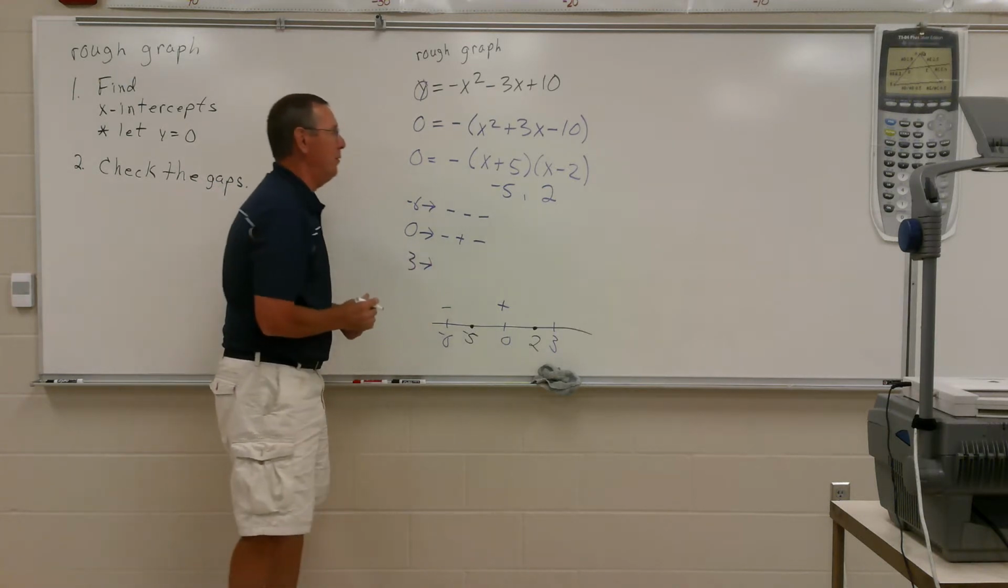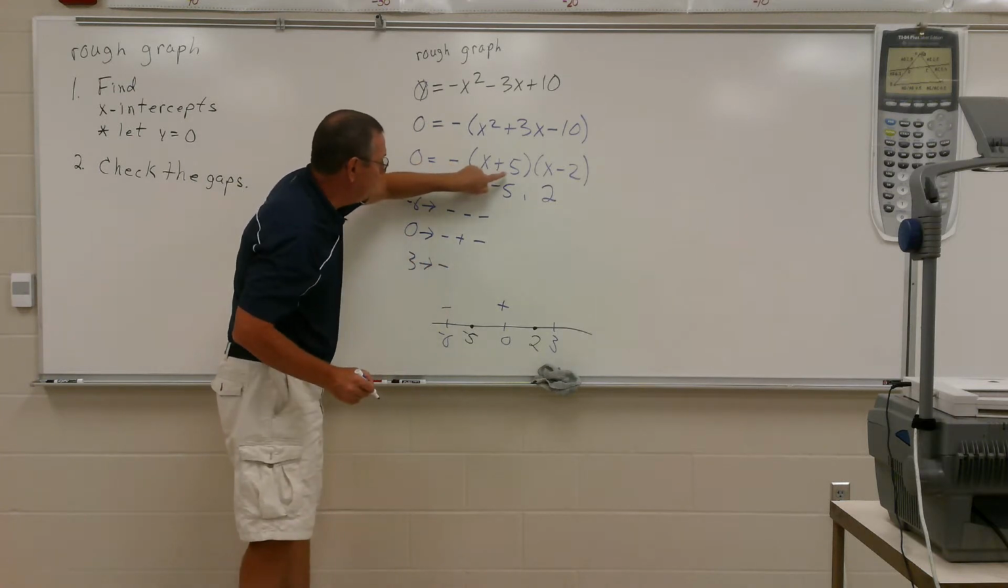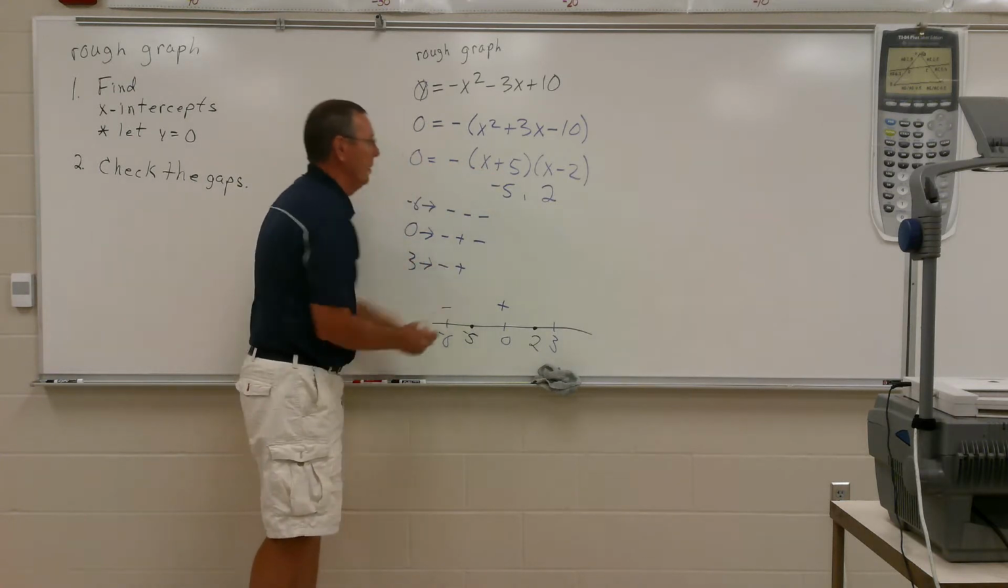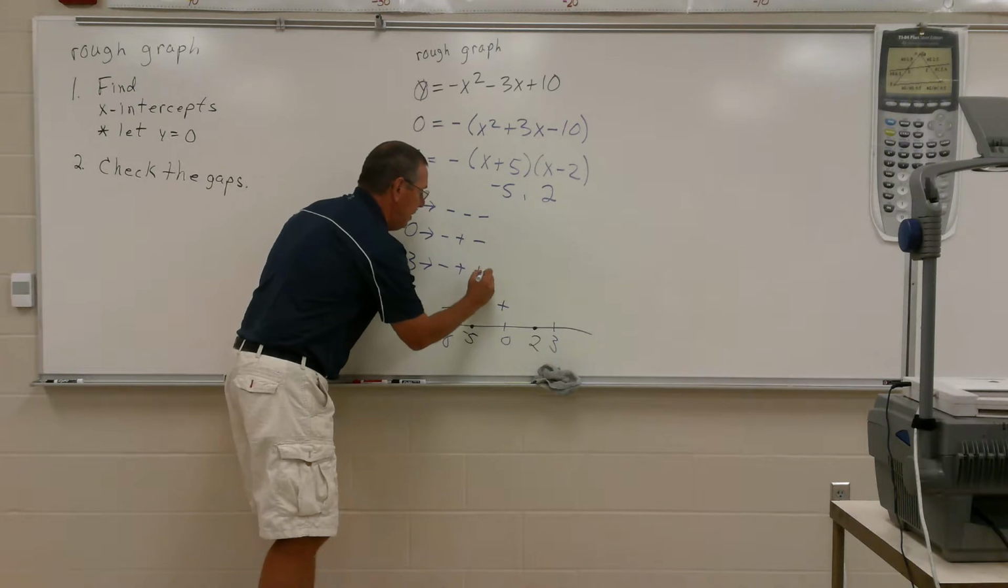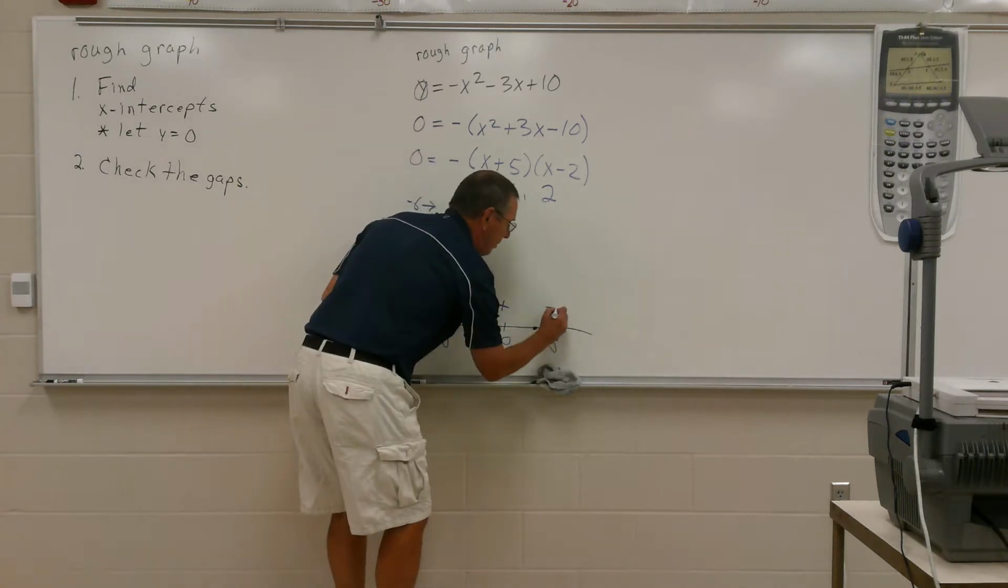That's what I'm going to put in for x. You must bring this negative down. 3 plus 5 is a positive number. 3 minus 2 is a positive number. A negative times a positive will give us a negative number.